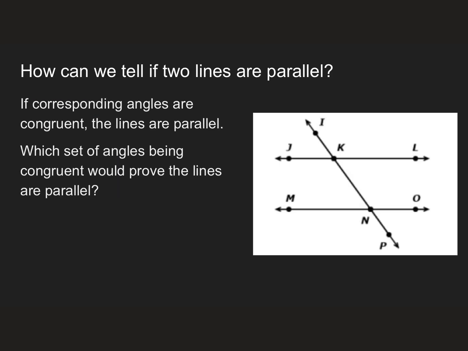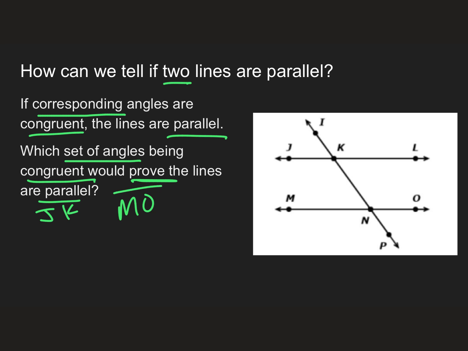So how can we tell if two lines are parallel? If corresponding angles are congruent, the lines are parallel. Just like we knew if lines are parallel, the corresponding angles would be congruent. So which set of angles being congruent would prove that lines JK and MO are parallel? So we're trying to prove that they are parallel. That little symbol with the two up-down lines means that they're parallel.